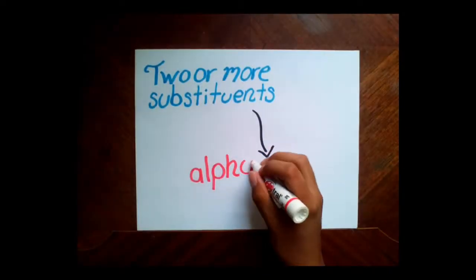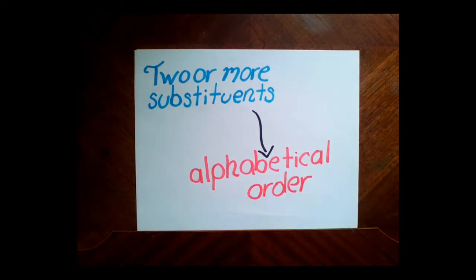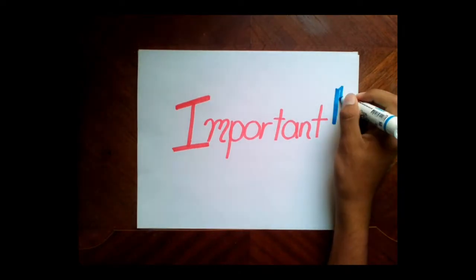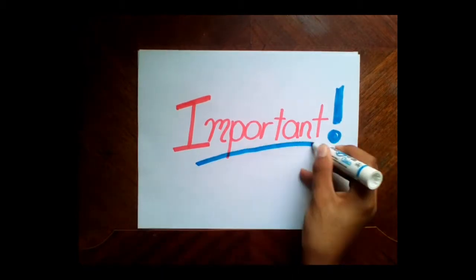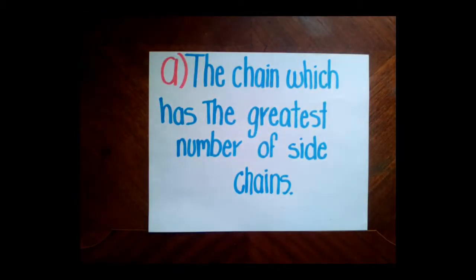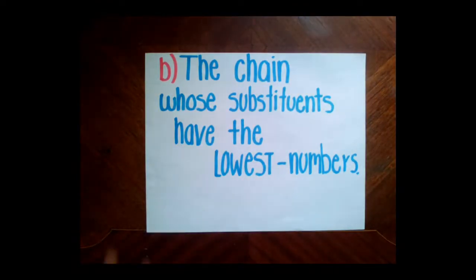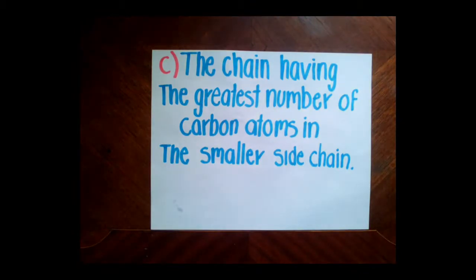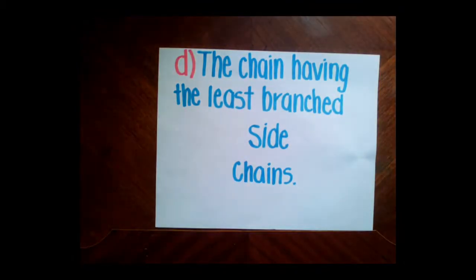If there are 2 or more different substituents, they are listed in alphabetic order using the base name. You have to ignore the prefix. One important thing to know is that if chains of equal length are competing for selection as the parent chain, then the choice goes in series to: A. The chain which has the greatest number of side chains. B. The chain whose substituents have the lowest numbers. C. The chain having the greatest number of carbon atoms in the smaller side chain. And D. The chain having the least branched side chains.